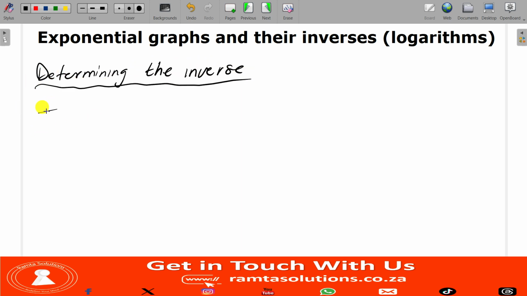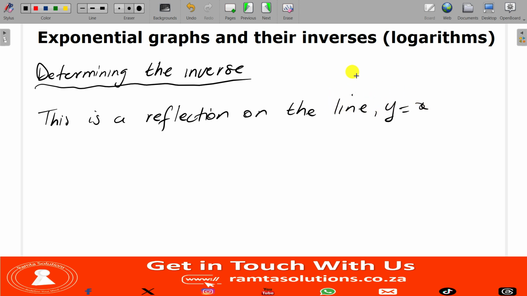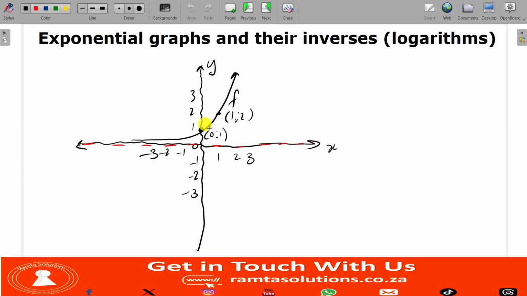So this is a reflection on the line y equals x. This means what was x becomes y, what was y becomes x. Okay, so I need an example for this. By the way, if we want to draw the inverse of this graph, it's easy. What was x will become y, what was y will become x, and just like that, we will be done.